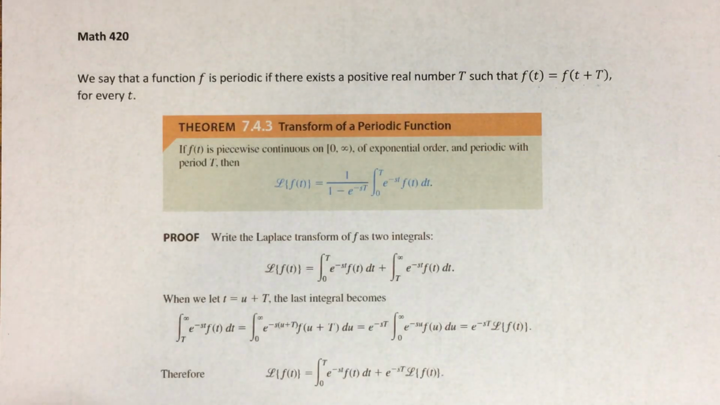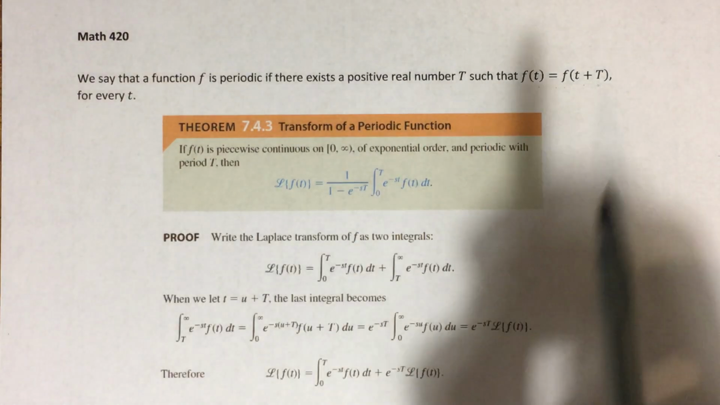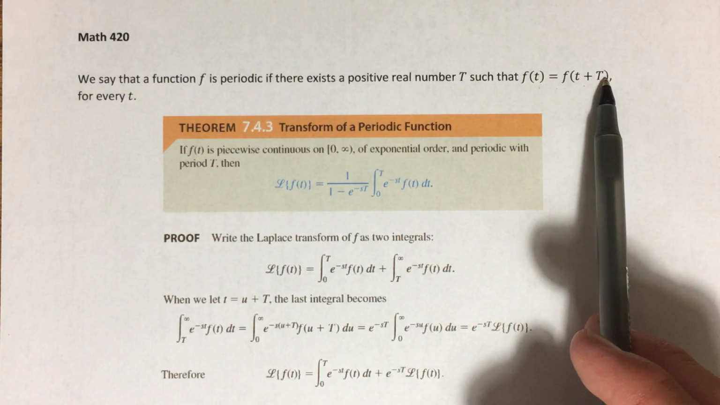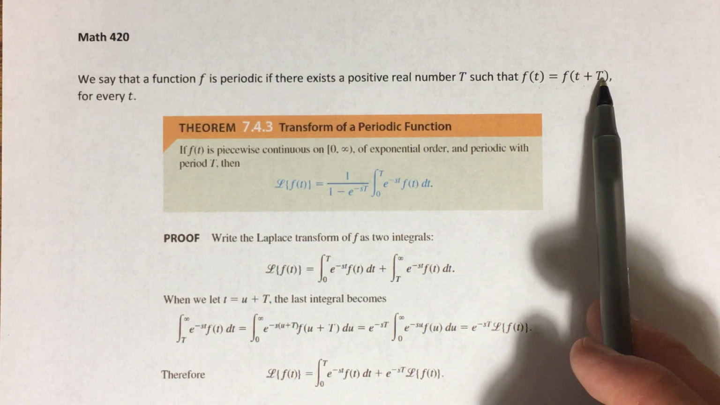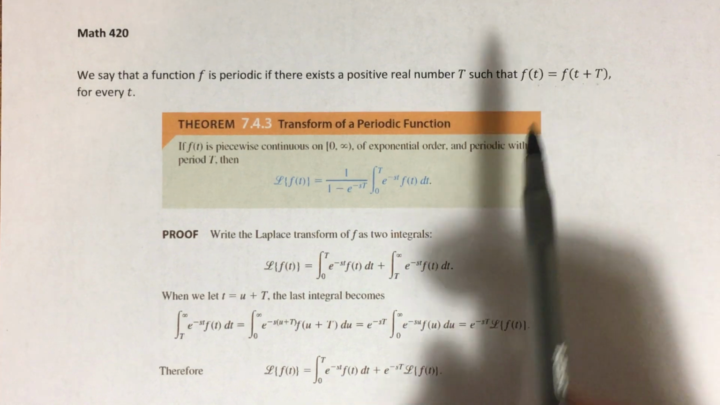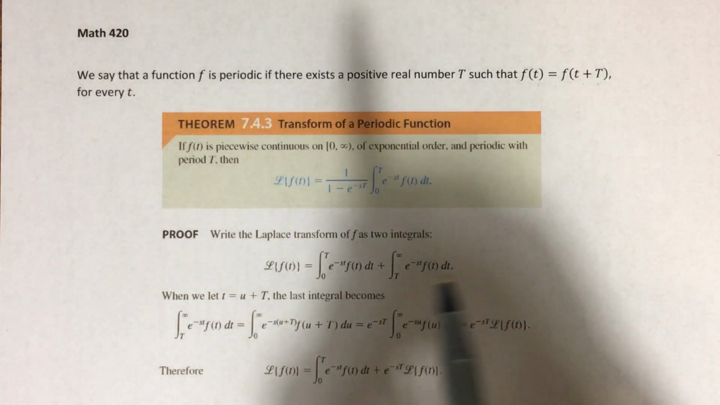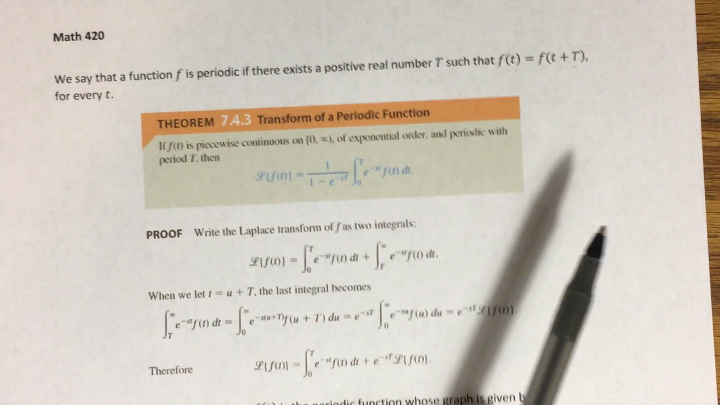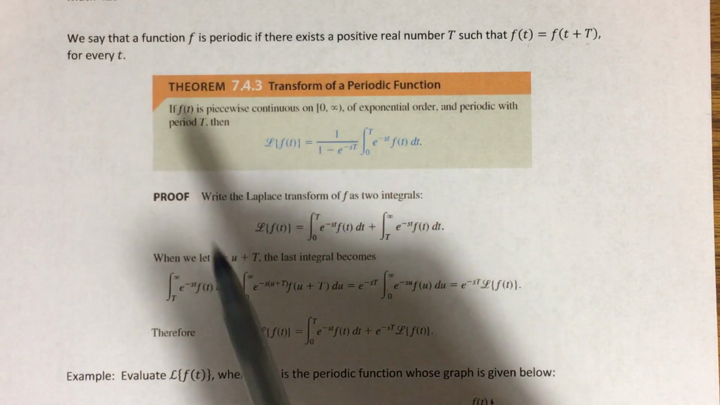So for example, if f of t was equal to sine of t, then this capital T can be equal to 2 pi. Sine of t has a period of 2 pi. It can also equal 4 pi. So there are different values that will work for this capital T, but there will be a smallest number if this function is periodic, and that smallest number is called the period. So that's just a little reminder. You should already know that from previous classes.